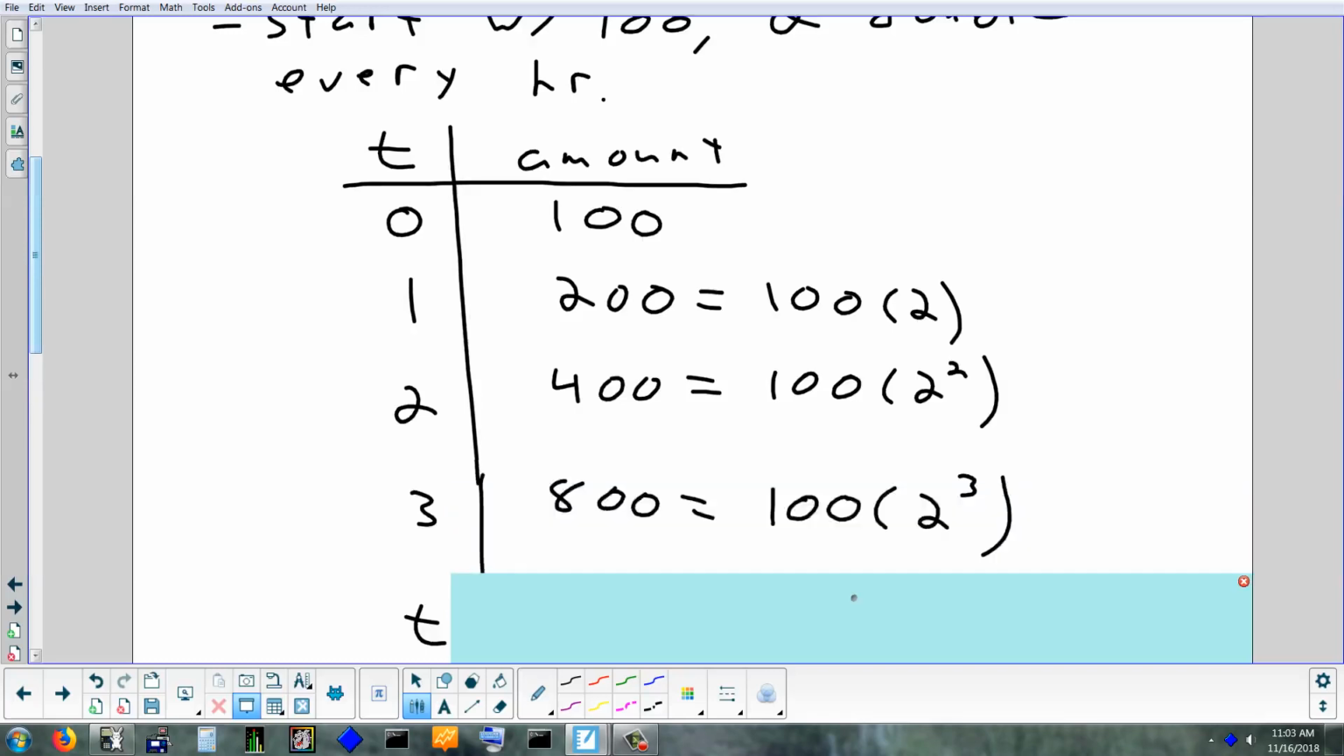$800. And I wrote that as 100 times 2 cubed. Does anyone notice a pattern there? And I guess this one you could put a 1 on it.